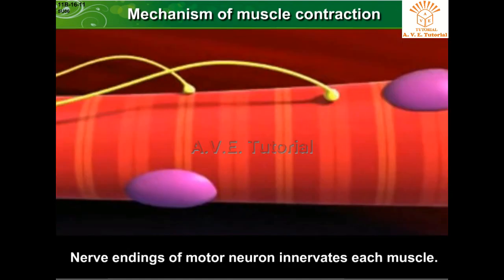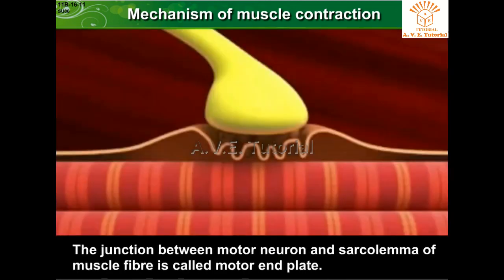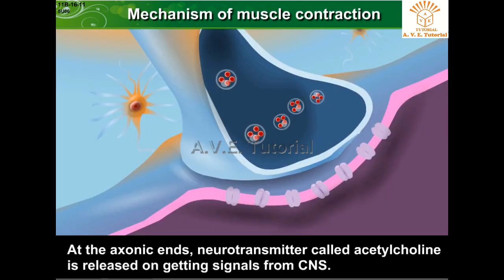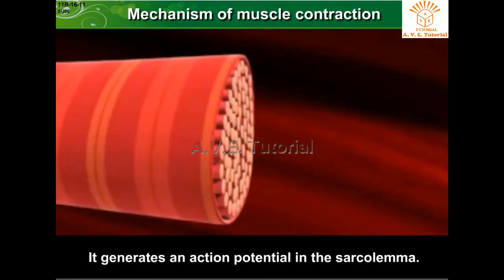Nerve endings of a motor neuron innervate each muscle. The junction between the motor neuron and the sarcolemma of the muscle fiber is called the motor end plate. At the axonic ends, a neurotransmitter called acetylcholine is released on getting signals from the CNS. It generates an action potential in the sarcolemma.